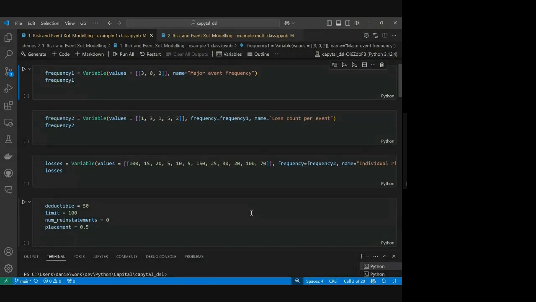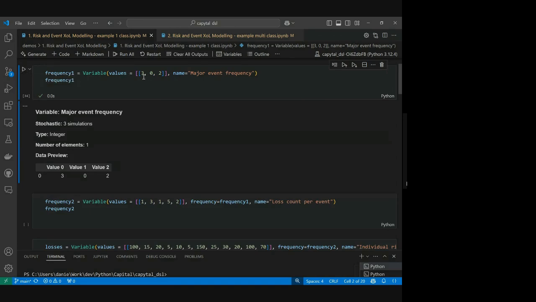Let's move across into a Jupyter notebook and have a look at how this modeling might happen in Python. So here we're going to set up two levels of frequency. We're going to have a frequency for major events. So this will be the flood in the example from the slides. So here we have three simulations in our model. In the first simulation, there are 3 events. In the second simulation, there are no events. And in the third simulation, there are 2 events. And this is going to be our major event frequency.